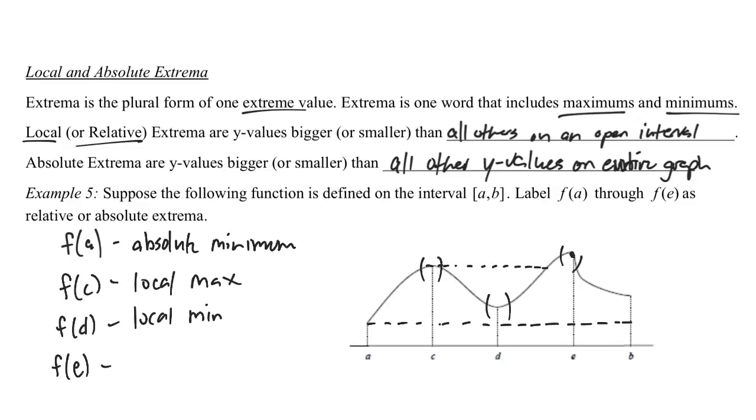Well, yes it is, because we can draw an open interval around it. There is both a left side and a right side to it. So it is definitely a local max. Is it also the absolute max? Are there any y values on the entire graph that are bigger or larger than f of e? And the answer to that is no.